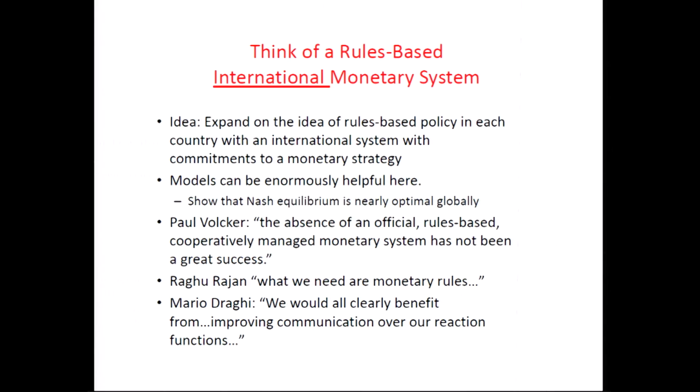So the simple idea is to expand on this idea of rules-based policy for individual countries and to think about an international system where each central bank would be stipulating its strategy. Models are very helpful here.